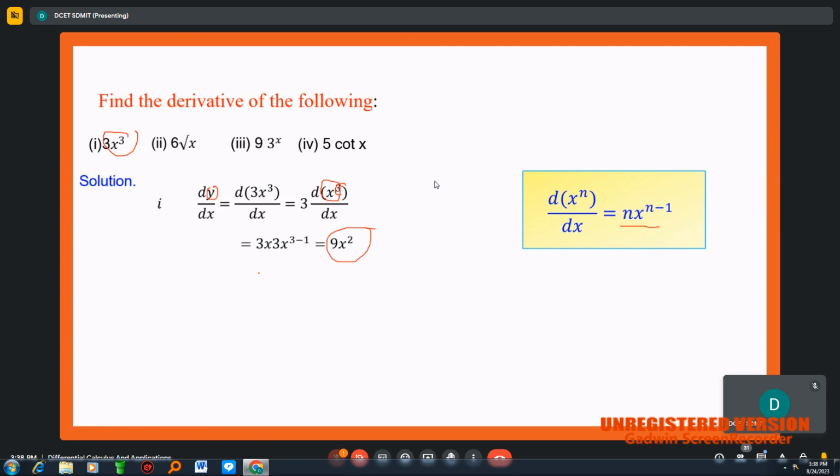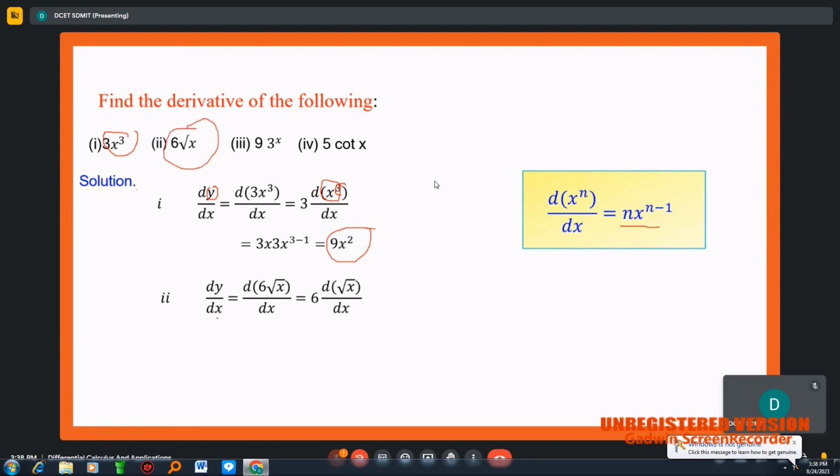Next, second one, differentiation of 6 root x. Again I am writing y, considering y is equal to 6 root x. dy by dx is equal to d by dx of 6 root x. 6 is a constant here, so we are applying the constant rule. 6 into differentiation of root x divided by dx. What's the differentiation of root x? 1 divided by 2 root x. You can remember this: differentiation of root x is equal to 1 divided by 2 root x.